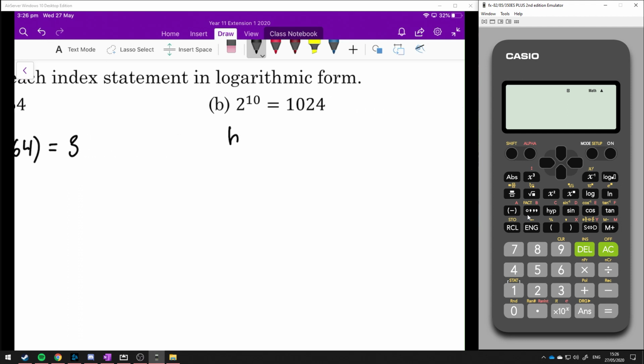Continuing on with part B, it's the same sort of thing. It's going to be log with my base of 2, and it's what gives me 1024. And we know, well, 2 to the power of 10 gives us that.